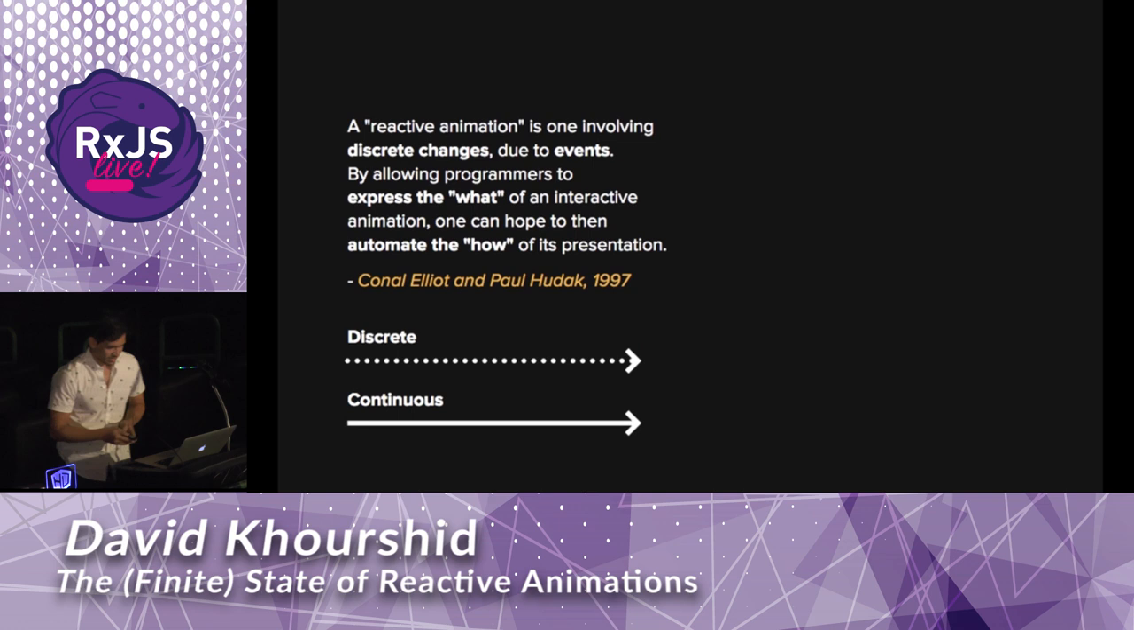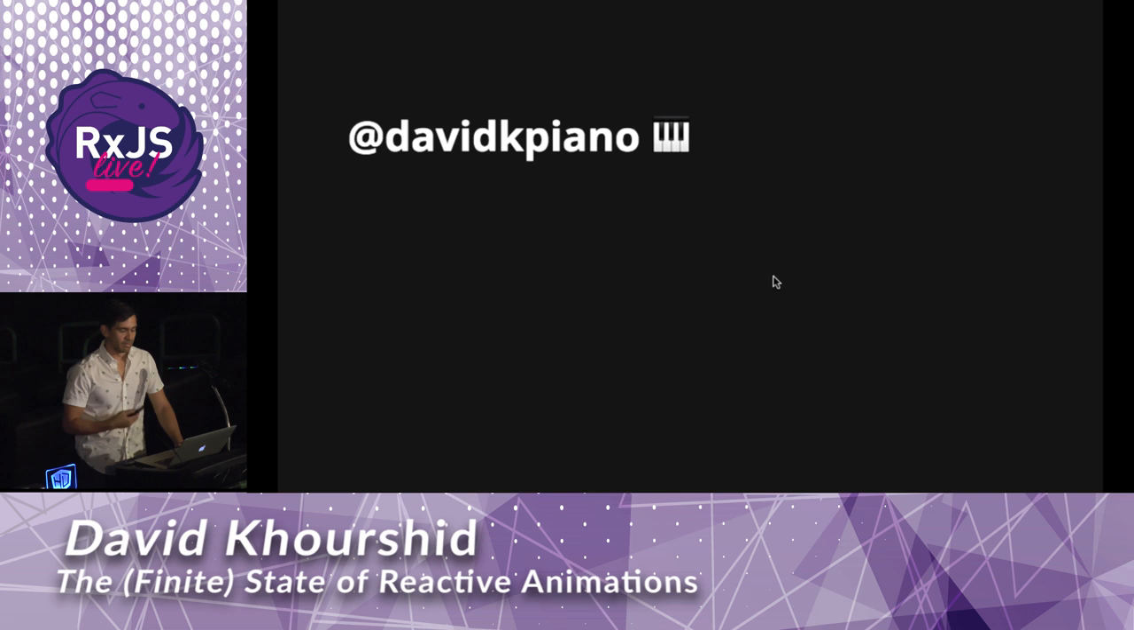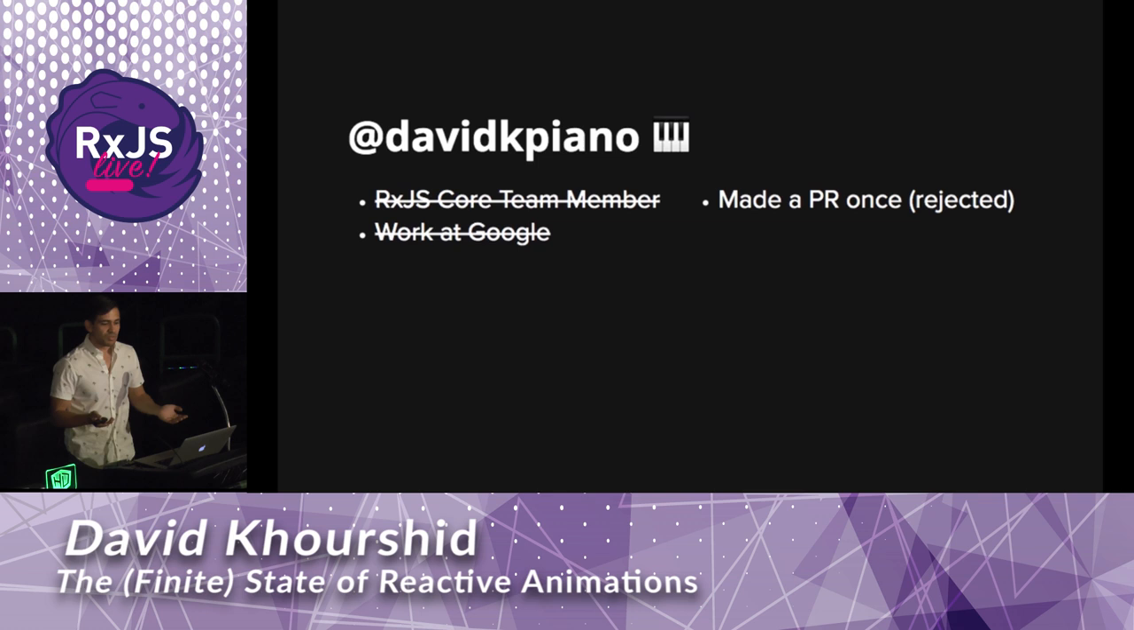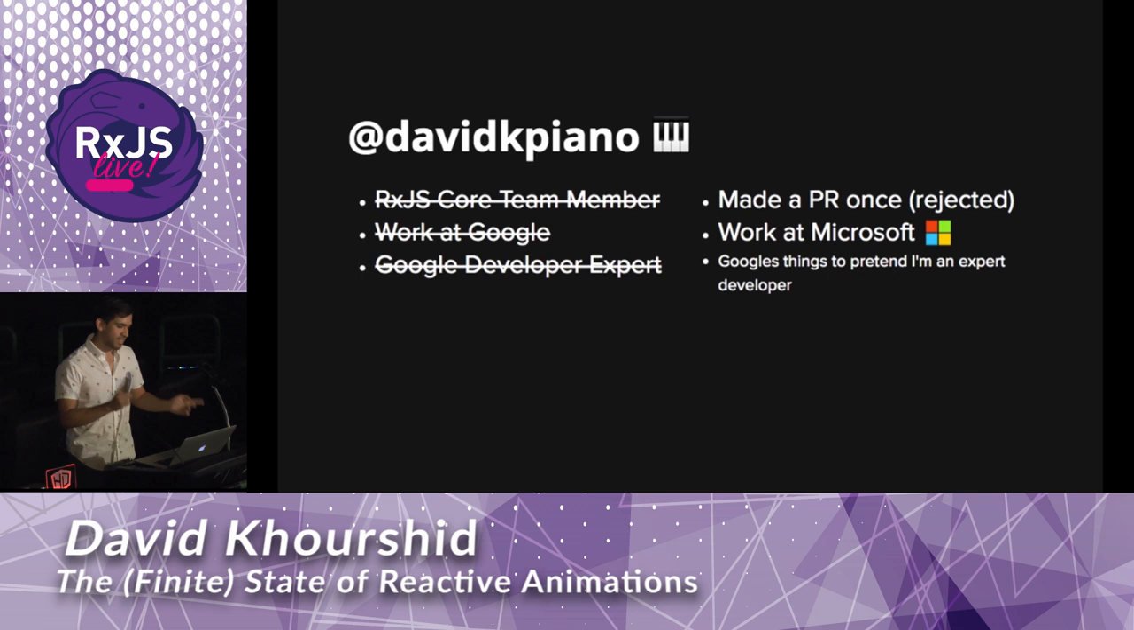Anyway, my name is David Khourshid. I'm known on Twitter and everywhere as David K. Piano. I'm sort of a black sheep here because I'm not an RxJS core team member, but I did make a PR once. I do not work at Google. I work at Microsoft. Not sure if they're a competitor. I don't even use Bing. I'm not a Google developer expert, whatever that means, but I do Google things to pretend that I'm an expert developer. And I'm also not an Angular developer.